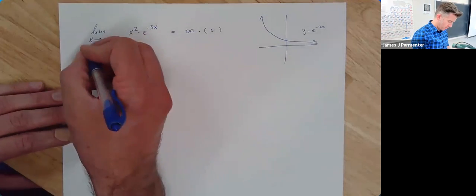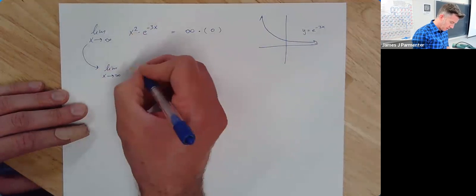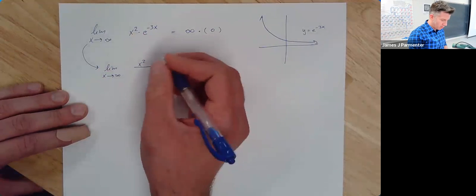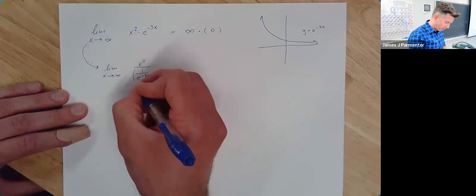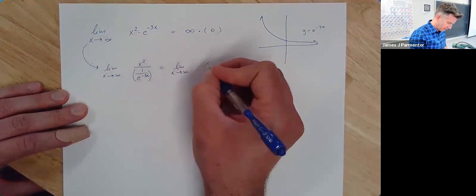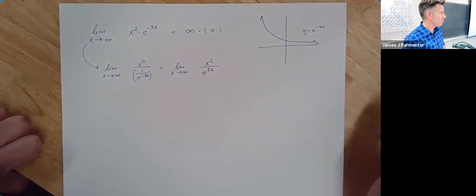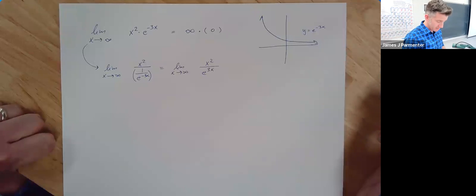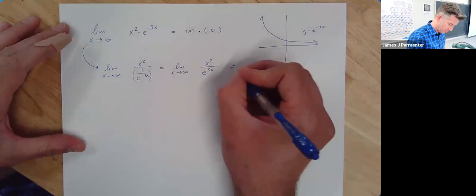So here we're going to rewrite this as the limit as x goes to infinity of x squared. You could write 1 over e to the negative 3x, but don't make your life hard. Write it as the limit as x goes to infinity of x squared over e to the positive 3x. It is much nicer to apply L'Hopital's rule to. It's still an infinity over infinity type, or I should say it's become an infinity over infinity type.